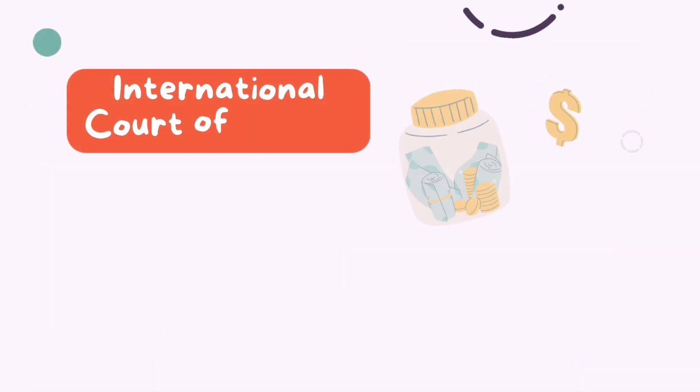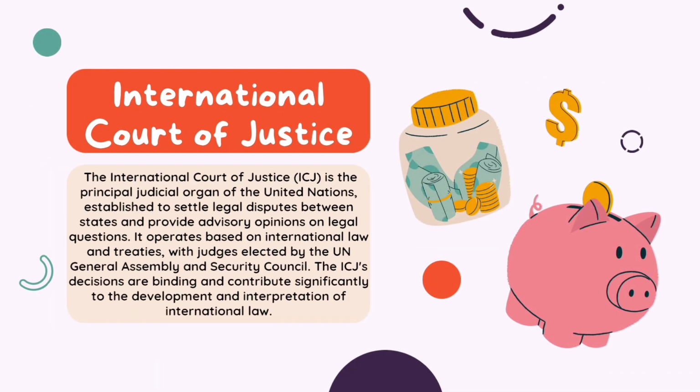The International Court of Justice (ICJ) is the principal judicial organ of the United Nations, established to settle legal disputes between states and provide advisory opinions on legal questions. It operates based on international law and treaties, with judges elected by the UN General Assembly and Security Council. The ICJ's decisions are binding and contribute significantly to the development and interpretation of international law.